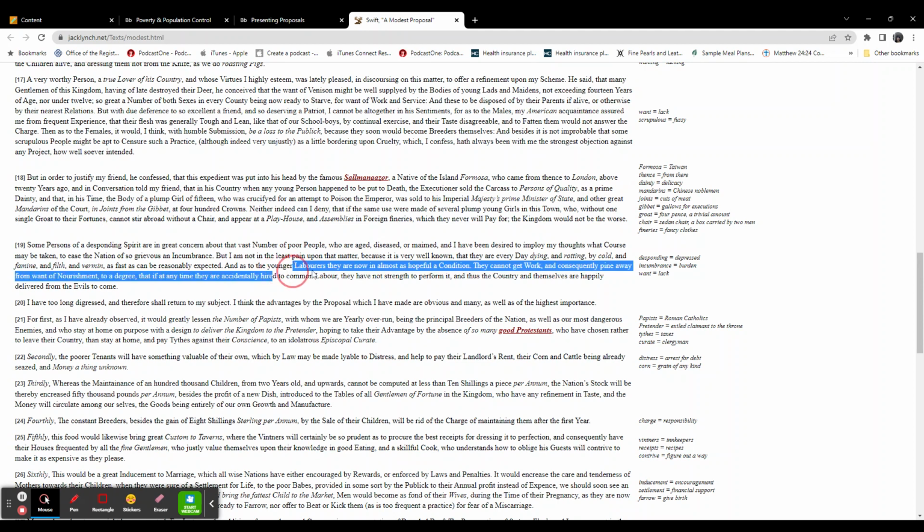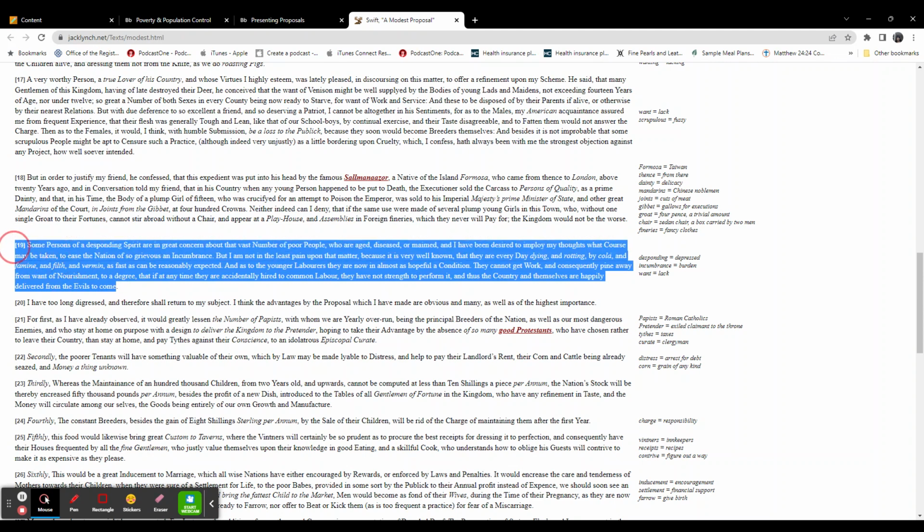And as to the younger laborers that are now in almost as hopeful a condition, they cannot get work and consequently pine away from want of nourishment to a degree that if at any time they are accidentally hired to common labor, they have not strength to perform it, and thus the country and themselves are happily delivered from these evils to come. So we don't really have a lot of time to solve this problem here.